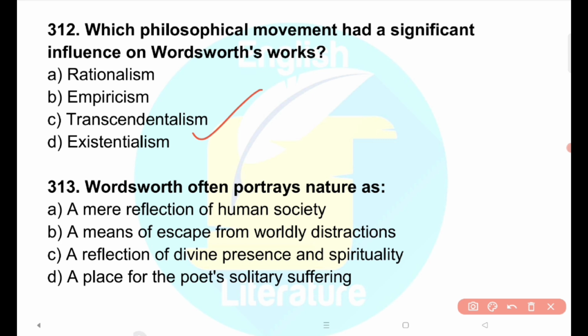Wordsworth often portrays nature as option C, a reflection of divine presence and spirituality. His poetry expresses pantheistic belief where nature reveals divine truth.